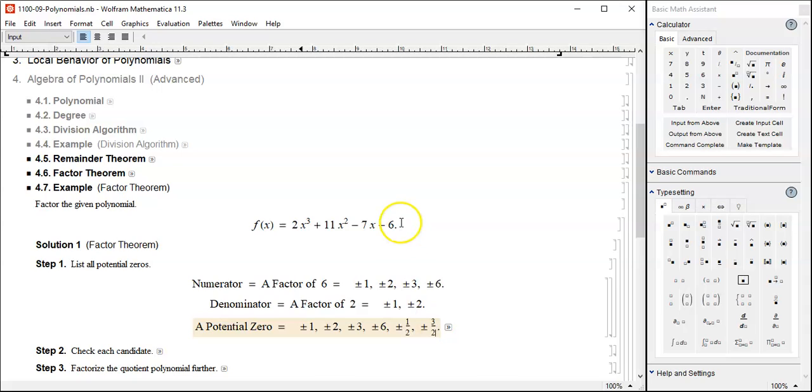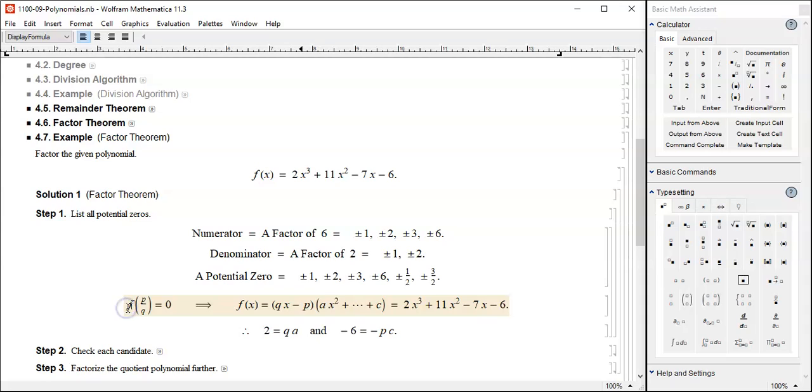As for the reason why we have to consider the factor of this over the factor of that, here is the reason. If f of p over q is 0, that means qx minus p is a factor. And then if you break it apart, how do you get the leading coefficient? You get it by q times a. q times a is 2. So this q has to be a factor of the leading coefficient 2. That's where the denominator comes into play.